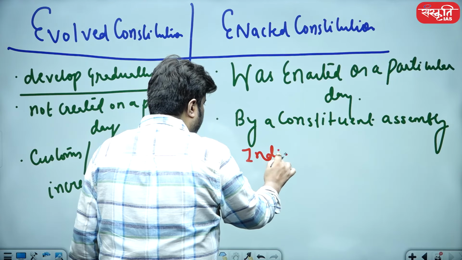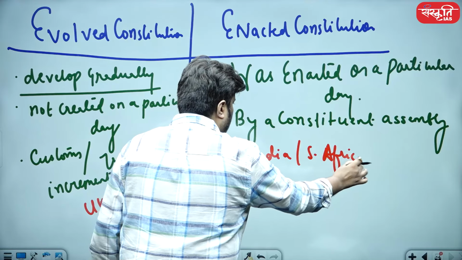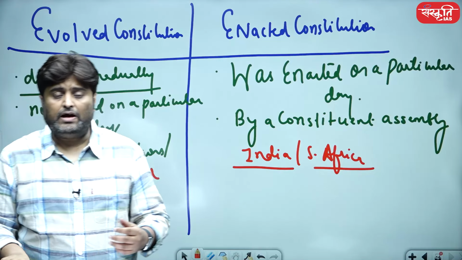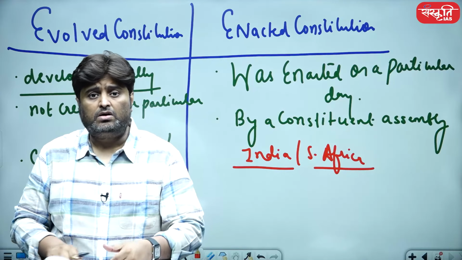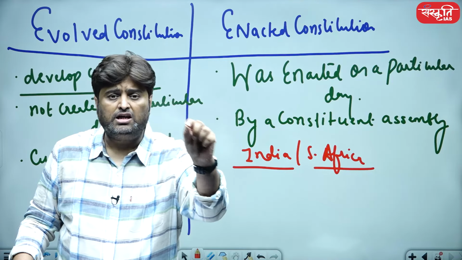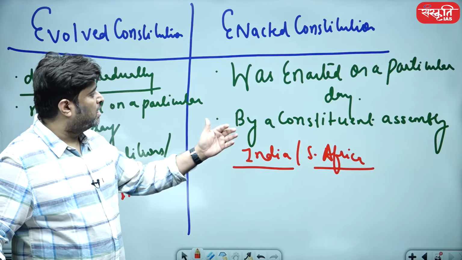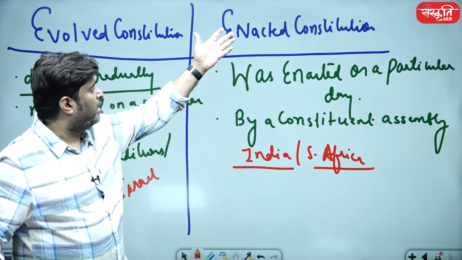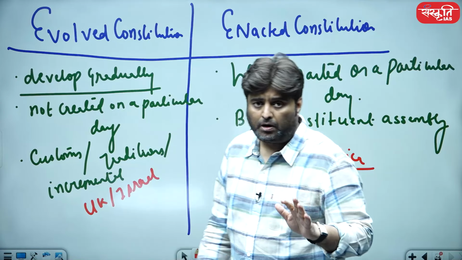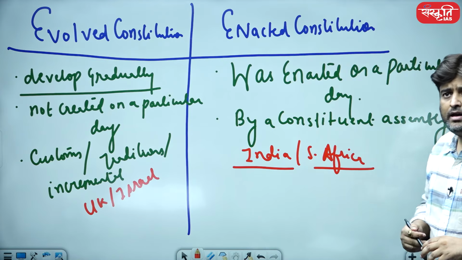We all know South Africa was suffering from apartheid, where black people were not given appropriate rights. But in the year 1995, 1996, when they decided to create their own constitution, they decided that there is going to be no racial discrimination in their country. So India and South Africa are those important countries which are examples of an enacted constitution. So please understand a very important parameter over here, the difference between the evolved constitution and the enacted constitution.